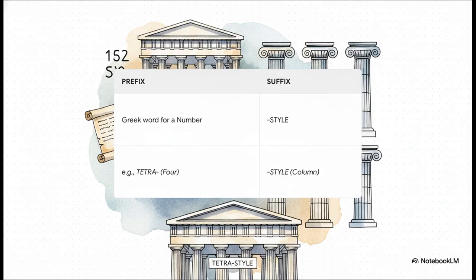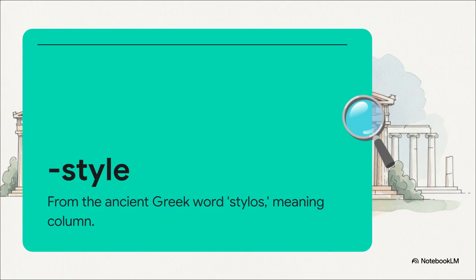So for instance, you take tetra, that's Greek for 4. You add style, and boom, you get tetrastyle, the official name for a building with 4 columns. Okay, let's really nail down that second part because it's the key. The suffix style never changes. It's the constant in our little equation. It comes from stylos, an ancient Greek word that just means, well, column. So from now on, whenever you see a word ending in style, your brain should just light up and think, columns. We're talking about columns.